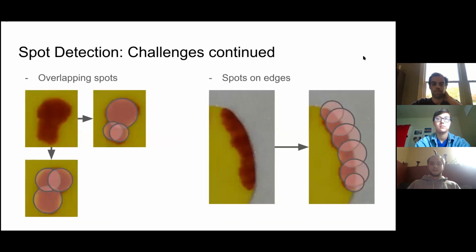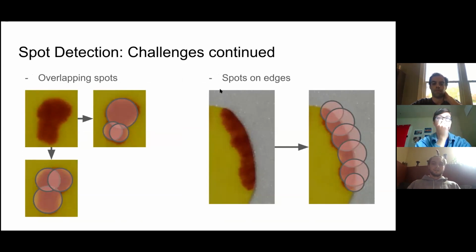Some of our challenges were overlapping spots, where, as you can see here, we have multiple spots overlapping each other that can't just be approximated by one single spotting event. And there's some ambiguity between how the subspots are going to make up that larger spot. There are a number of ways this could go.